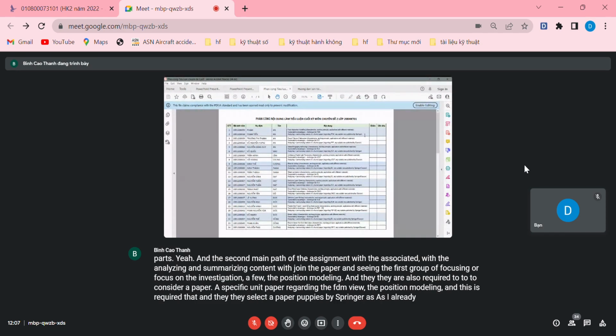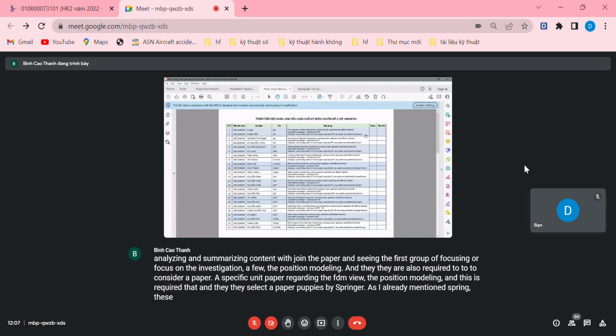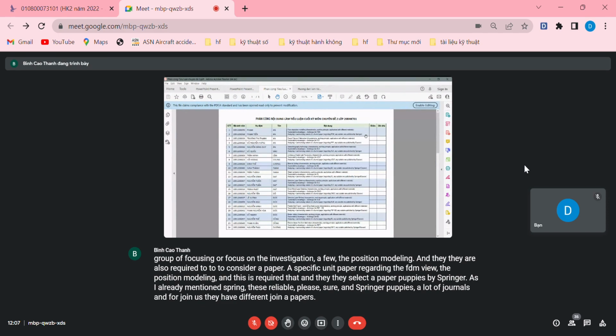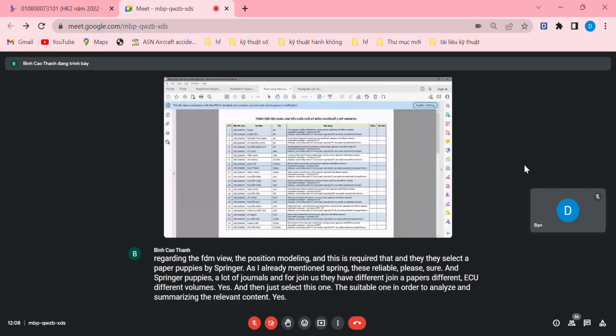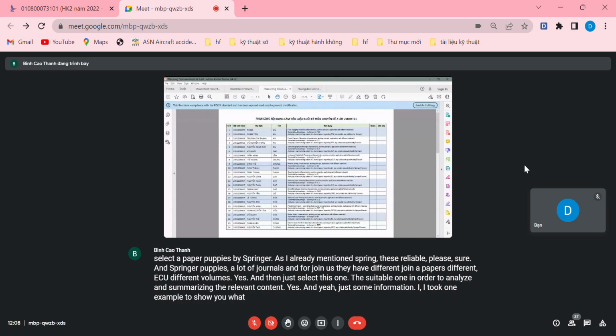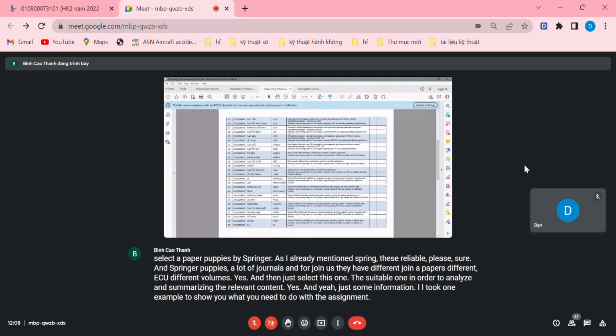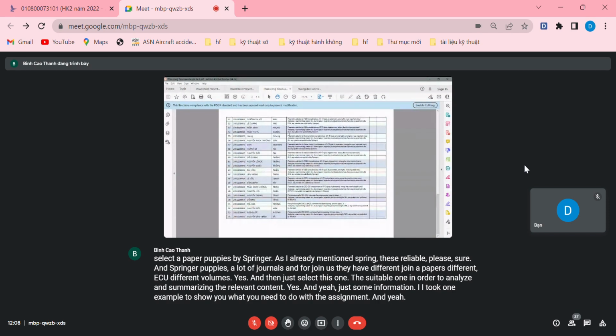As I already mentioned, Springer is a reliable publisher, and Springer publishes a lot of journals, and each journal has different papers, different issues, different volumes. Then just select the suitable one in order to analyze and summarize the relevant content. I took one example to show you what you need to do with the assignment.